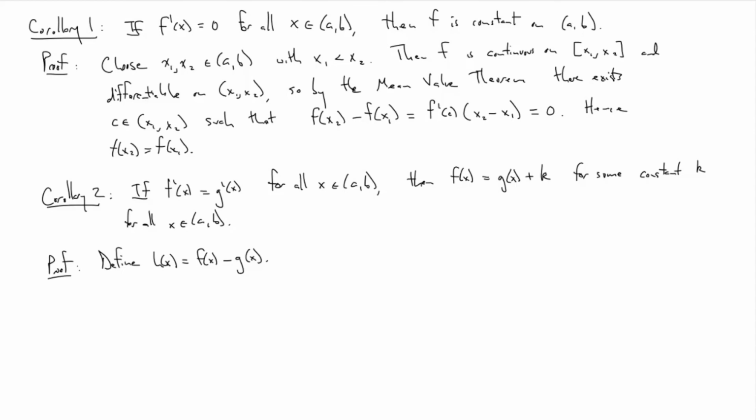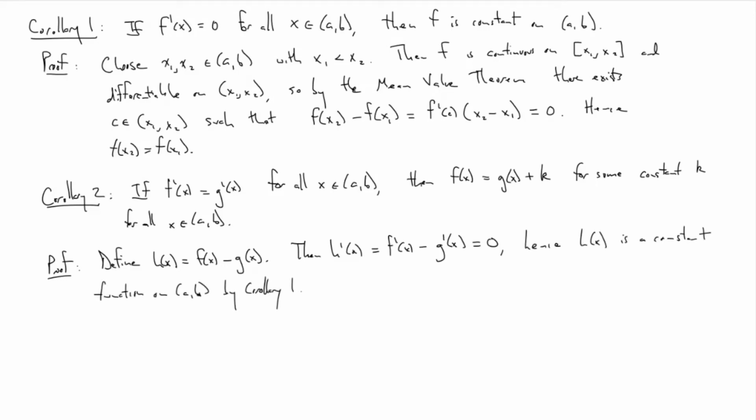And here's the proof. It's another one where we start by defining some new function h. h of x in this case is just f of x minus g of x. And then if we take the derivative of this function h, we get that the derivative of h is f prime of x minus g prime of x. And since f prime of x is equal to g prime of x, we get that the derivative is 0 everywhere on the interval from a to b.